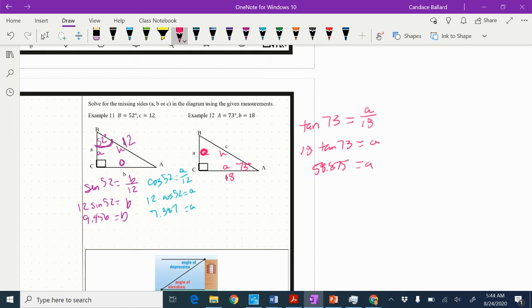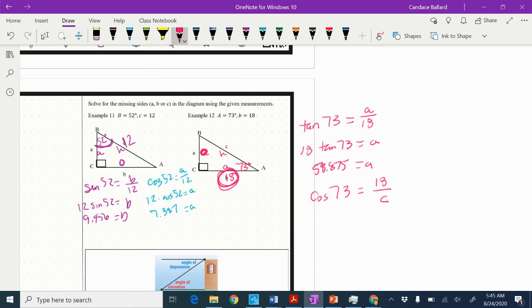Okay, now I have to do the hypotenuse. So the hypotenuse is a little bit different. I'm always going to start with whatever nice number they give me. That's just my habit. Then I don't mess up the answer because this is technically a truncated or rounded decimal. So I'm going to say that I know I have the adjacent and the hypotenuse. So I know that that's cosine of 73 equals 18 over C.